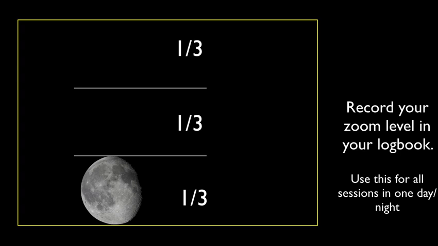Here's a rough guide for how you want to frame the moon when shooting video. Zoom in or out so that the diameter of the moon is about 1/3 of the frame height. Record this zoom level, as you'll want to match this exact setting for both sessions.